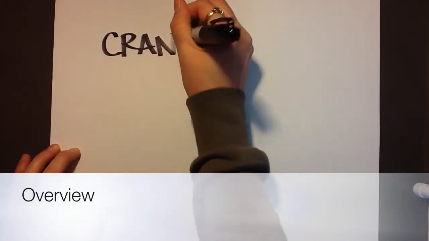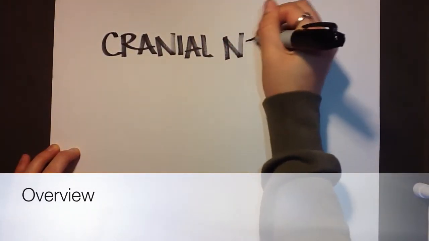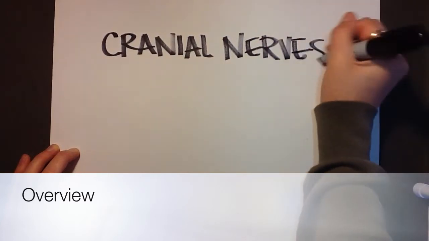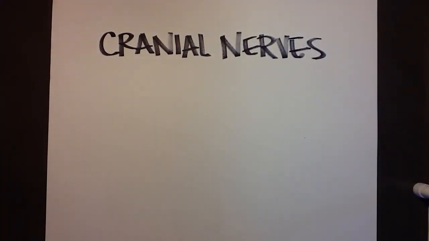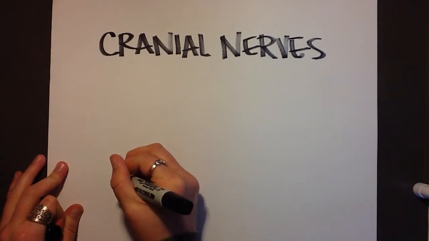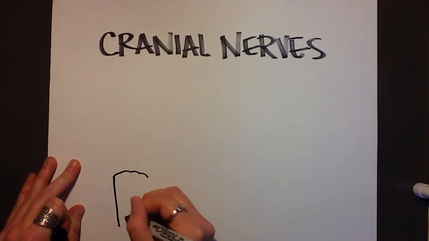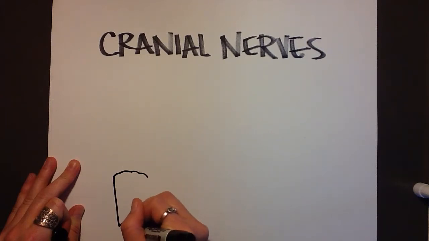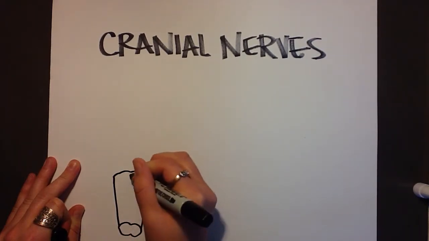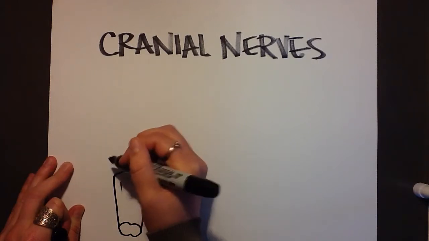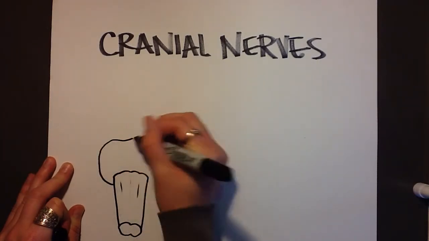In this video, I will be giving an overview of the names and numbers of the cranial nerves. I will start by drawing an inferior view of the brain, and we will orient ourselves there. So this will represent the medulla oblongata. And here we have the pons.